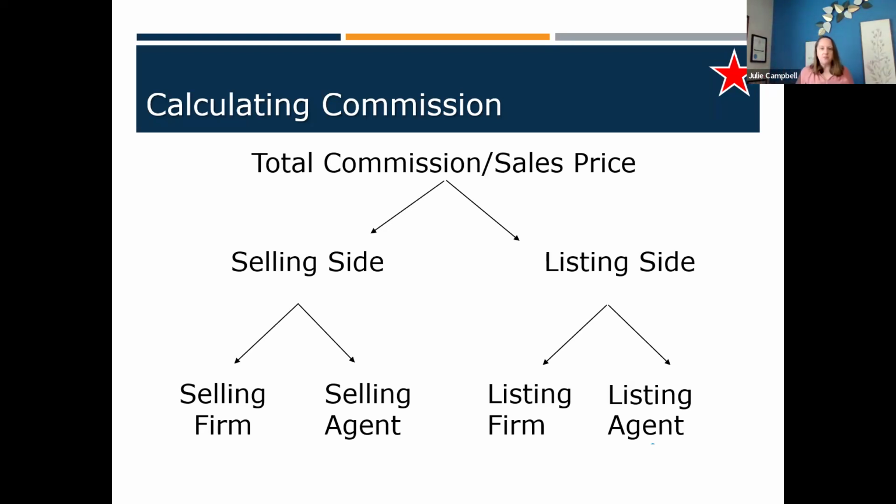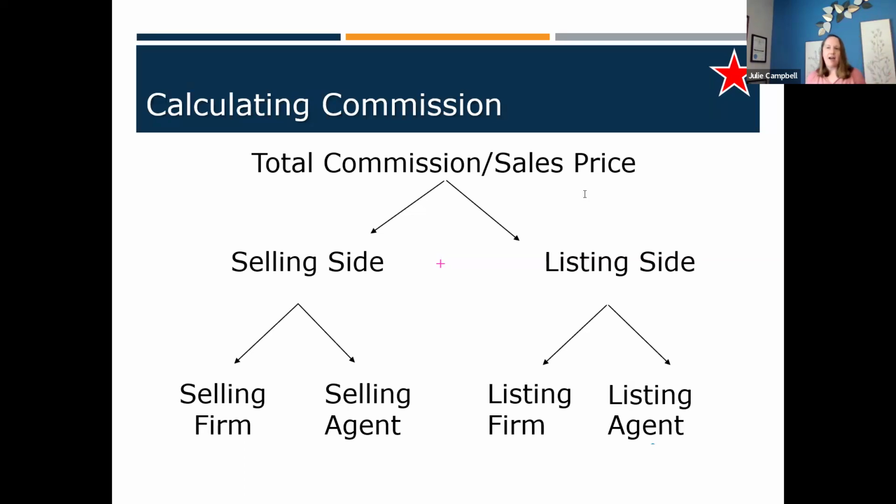From the top, then we split between the sides. The selling side is going to get some, and the listing side is going to get some. Again, this doesn't have to be a 50-50 split. Maybe it is, maybe it's a 30-70 split. Maybe the listing side is getting more than the selling side. There is no typical, there is no normal. Everybody hearing me? Always do what the problem tells you. Bottom line, no matter how they're split, when you add the sides together, they should total the total commission being paid.